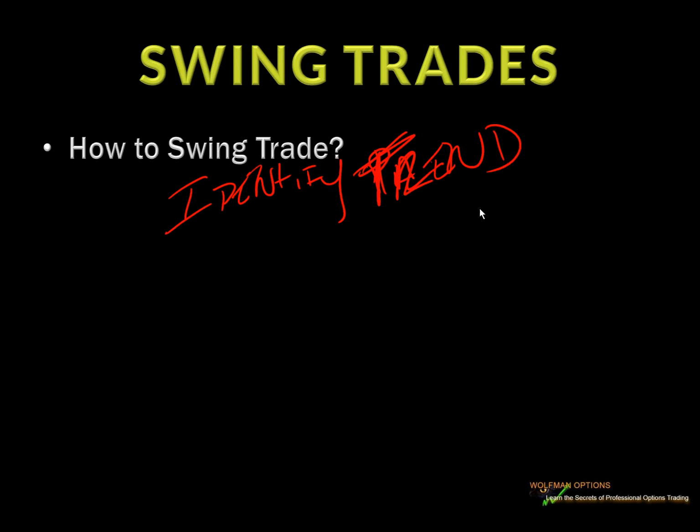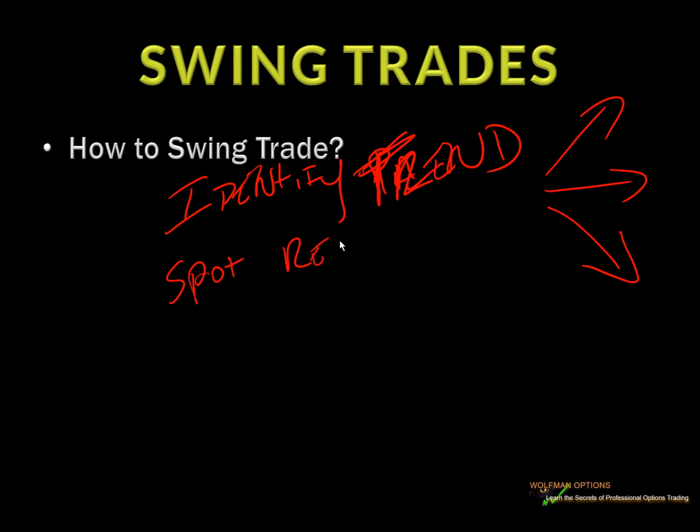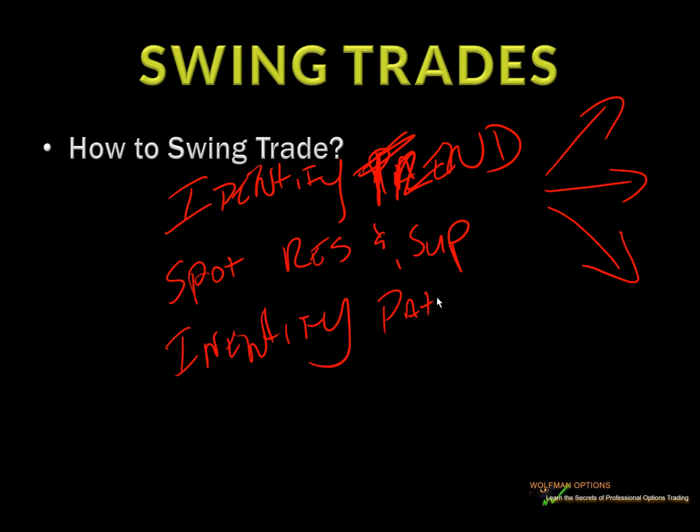Why? Because we want to know whether it is bullish, market neutral, or bearish. That is the overall arching trend. And then we've got to spot the support and resistance. All right. So we want to find the resistance and the support levels. And then finally, we want to identify the pattern within the trend, okay? The pattern within the trend.